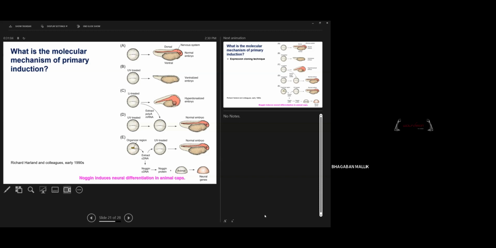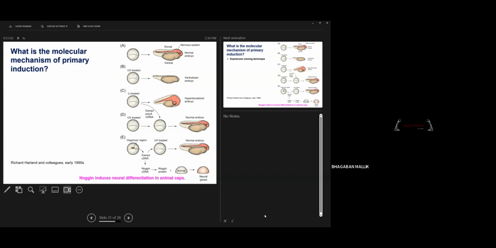There are a series of experiments they have done. Here is the embryo at one stage developing into another stage. You have the dorsal side and the ventral side, and this is a normal amphibian embryo with the nervous system on the dorsal side. When the embryo is UV treated, you have loss of the dorsal nerve cord, the nervous tissue. They called this a ventralized embryo. So you can ventralize the embryo just by UV treatment.